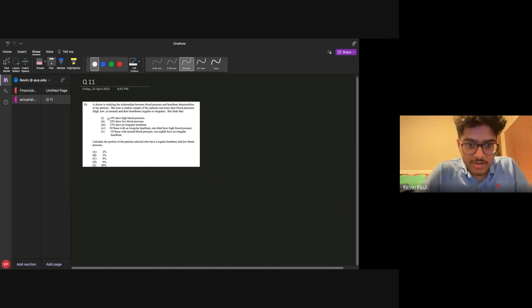So now we have 14% have high blood pressure. That's 14% of all the people who have high blood pressure, regardless if their heartbeat is regular or irregular. Then we have 22% have low blood pressure, 15% have irregular heartbeat, and of those with irregular heartbeat, one third have high blood pressure. So from there we can get two-thirds of the people with irregular heartbeat have low or normal blood pressure. And then we have, of those with normal blood pressure, 1/8 have irregular heartbeat.